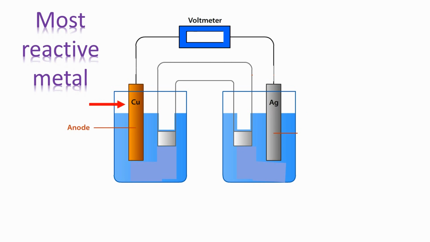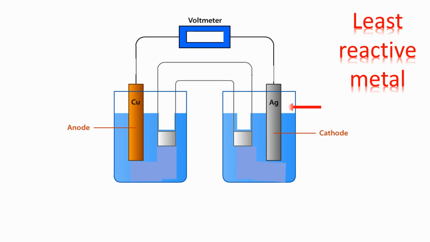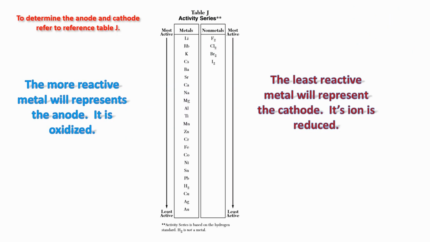The electrode called the anode consists of the most reactive metal. The electrode called the cathode will consist of the least reactive metal. To determine the anode and cathode, refer to reference table J. The most reactive metal will represent the anode. This metal will undergo oxidation. And the least reactive metal will represent the cathode. The metallic ion of this metal will undergo reduction.